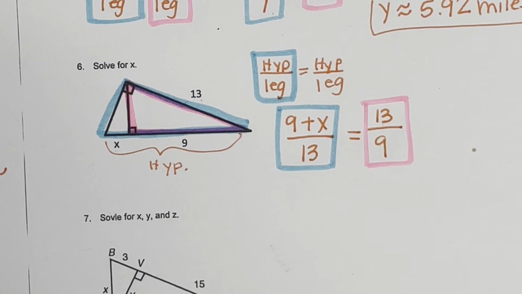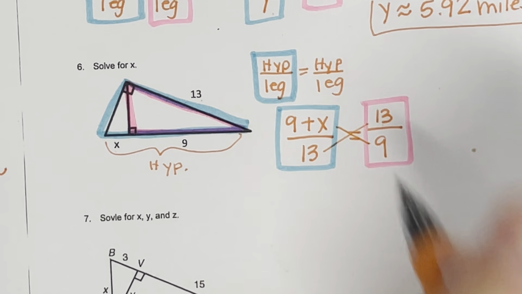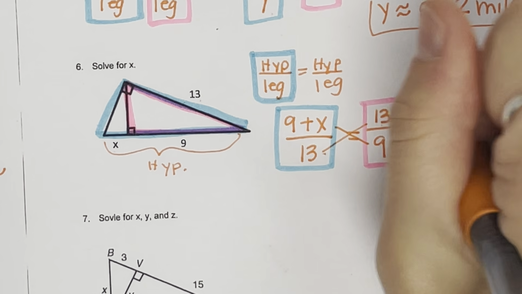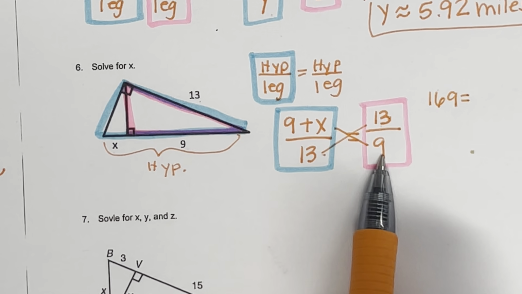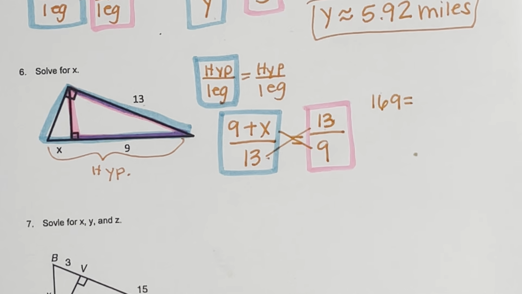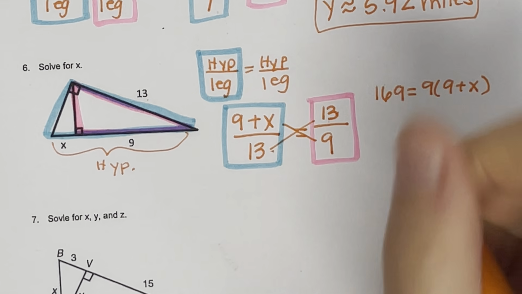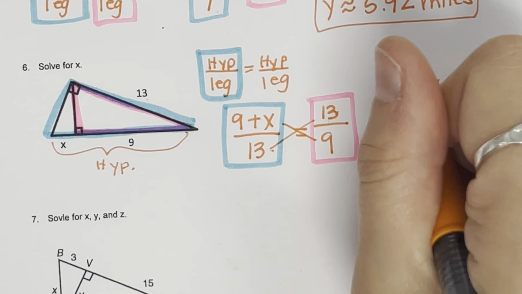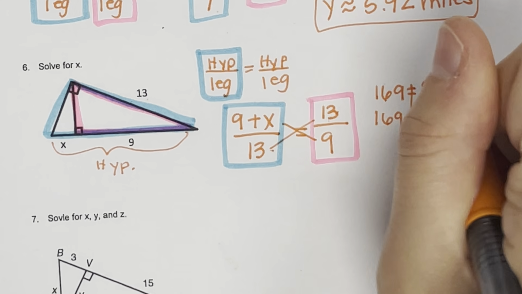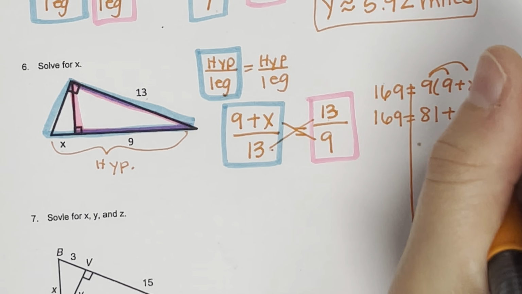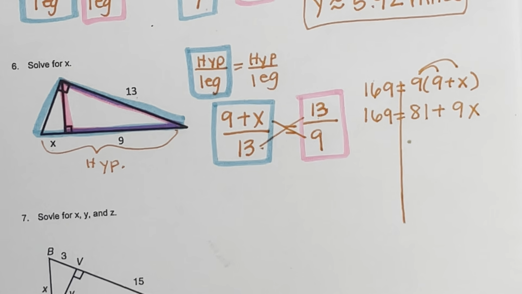So now I'm going to do a little bit of algebra. Cross multiplication. So 13 times 13 gives me 169. And then I have to do 9 times the whole expression, 9 plus x, which means I have to do a little bit of distribution. So I'm going to distribute that 9. 9 times 9 is 81. 9 times x is 9x. So I've got my x's by themselves.